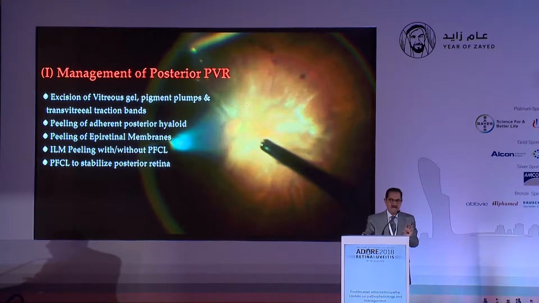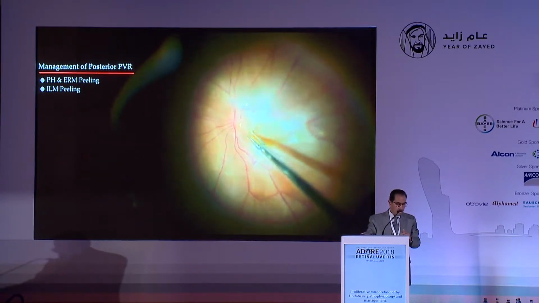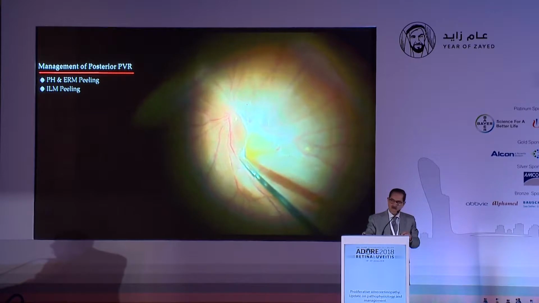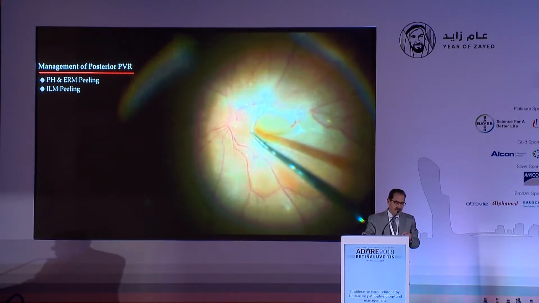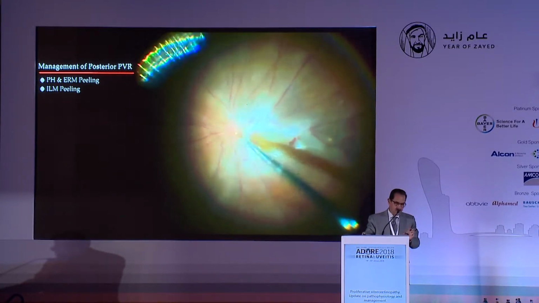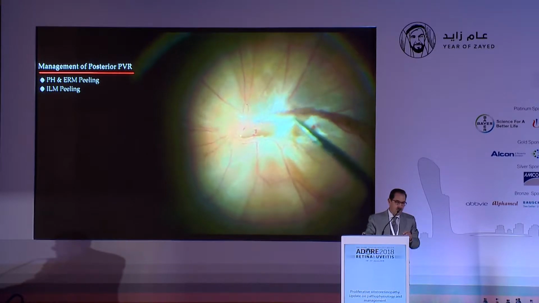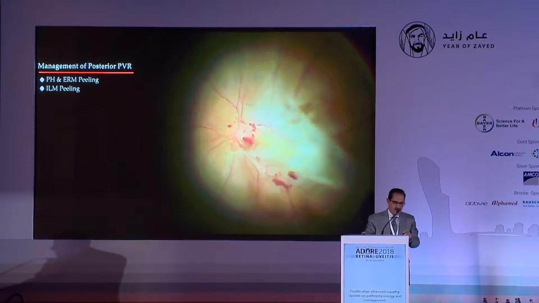And I consider that management of the PVR consists of management of posterior PVR, management of anterior PVR, and management of the subretinal proliferation. So for management of posterior PVR, this is a simple case of posterior epiretinal proliferation contracting the central part of the retina. So the posterior hyaloid was removed. Part of the posterior hyaloid was removed with this dense epiretinal membrane.